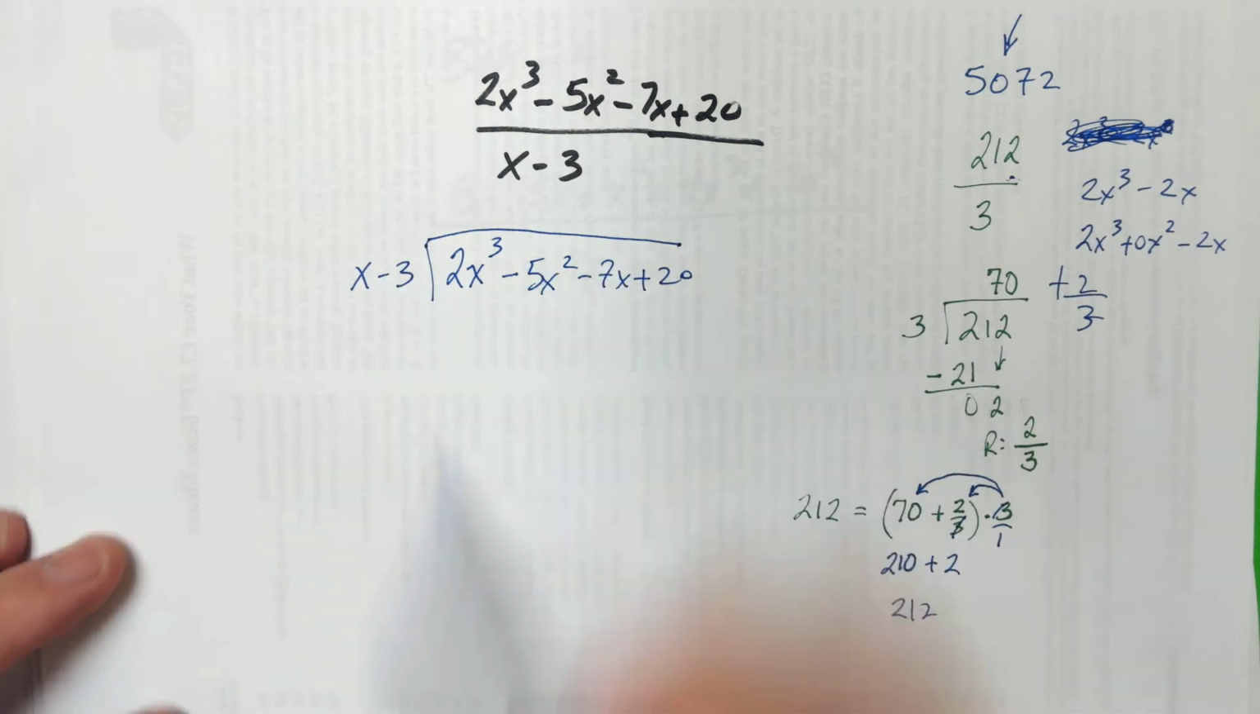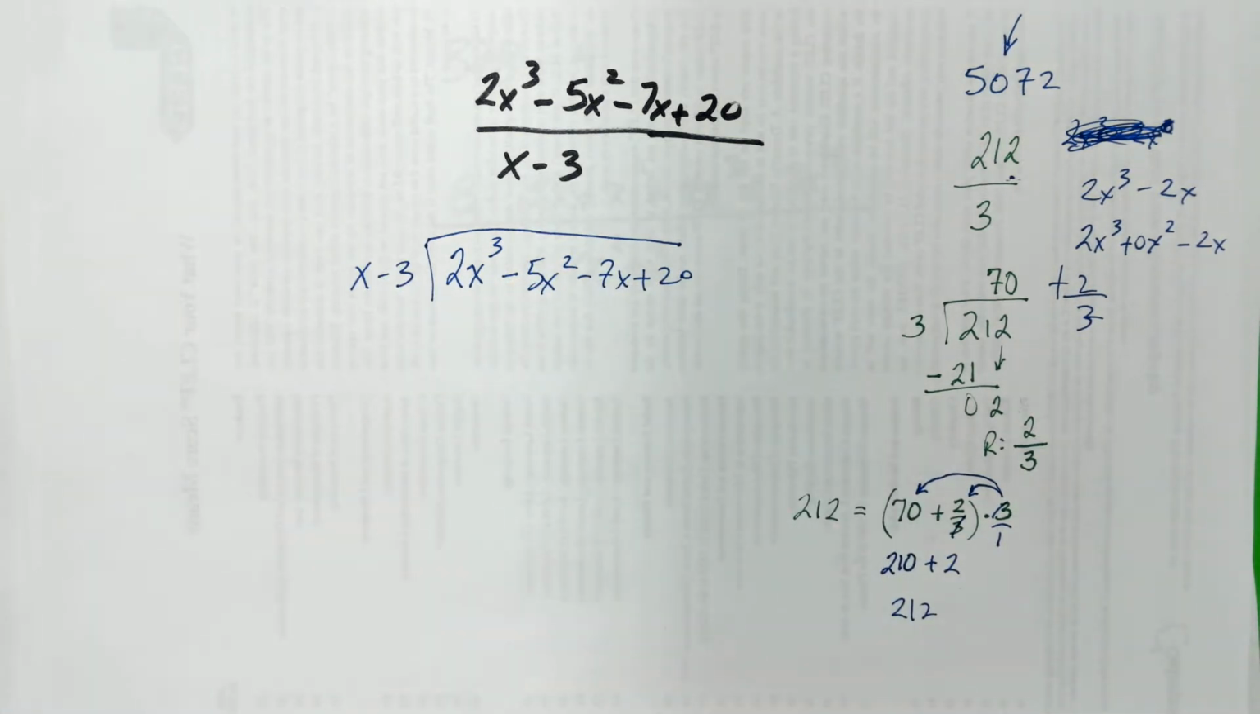X minus 3. All right, Edgar. Don't be so sad. All right. Check it out, Edgar. Check this out.